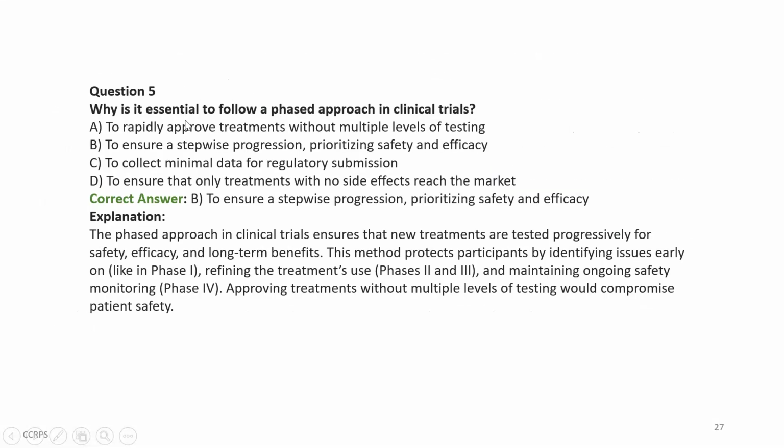Question 5. Why is it essential to follow a phased approach in clinical trials? Well, B would be the answer, to ensure a stepwise progression prioritizing safety and efficacy, as the phased approach in clinical trials ensures that new treatments are tested progressively for safety, efficacy, and long-term benefits. This method protects participants by identifying issues early on, like in Phase 1, refining the treatments used like in Phase 2 and 3, and maintaining ongoing safety monitoring, Phase 4. Approving treatments without multiple levels of testing would compromise patient safety.